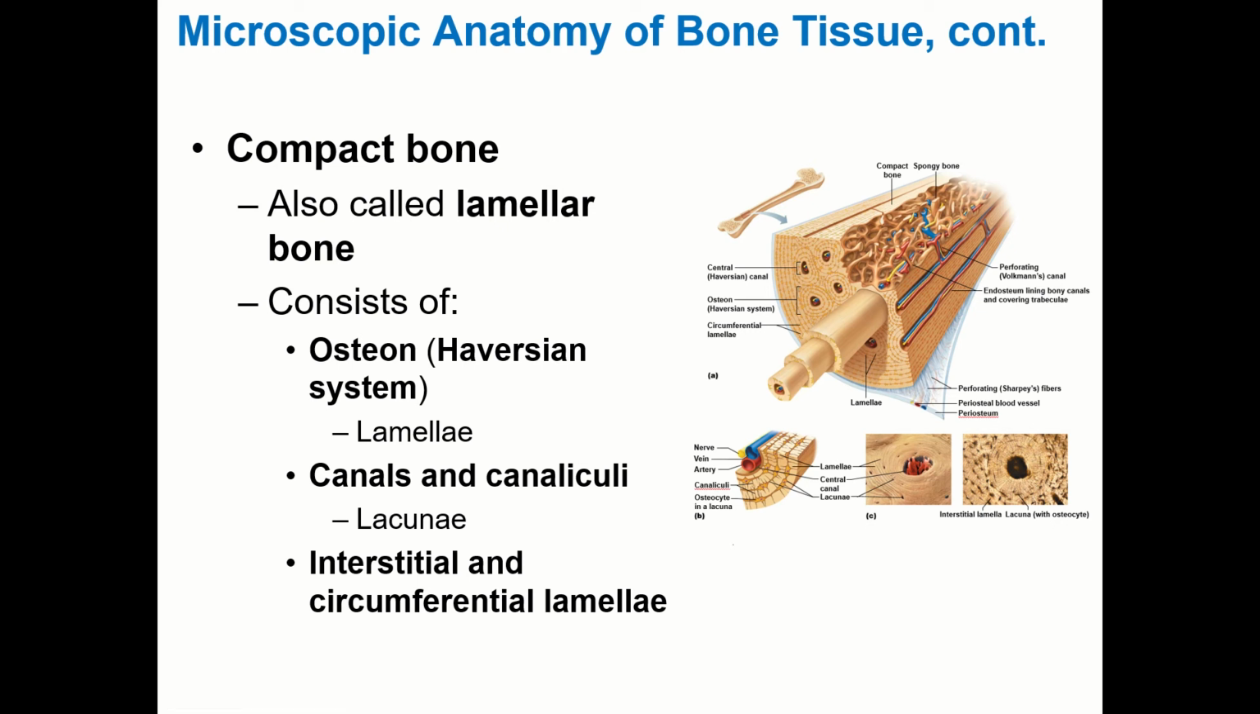Okay. And then we got circumferential lamella, which are the ones underneath the periosteum, which remember is the outer covering of the bone. And those are these big ones right here. So they have a really large diameter. They're again on that outer or more superficial surface of the bone. Those are your circumferential lamella.